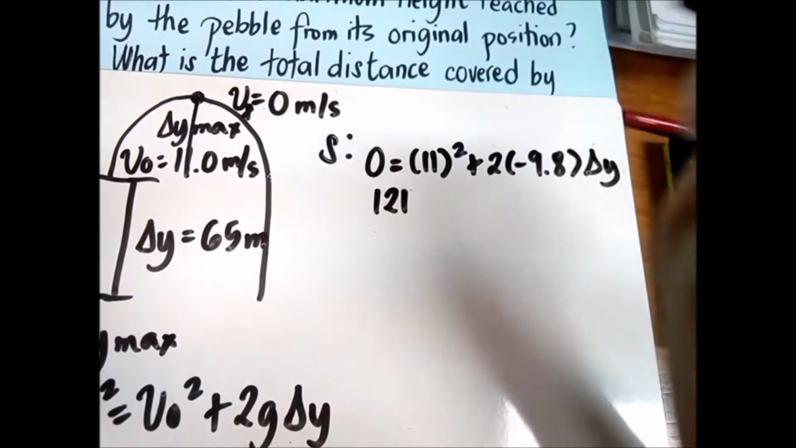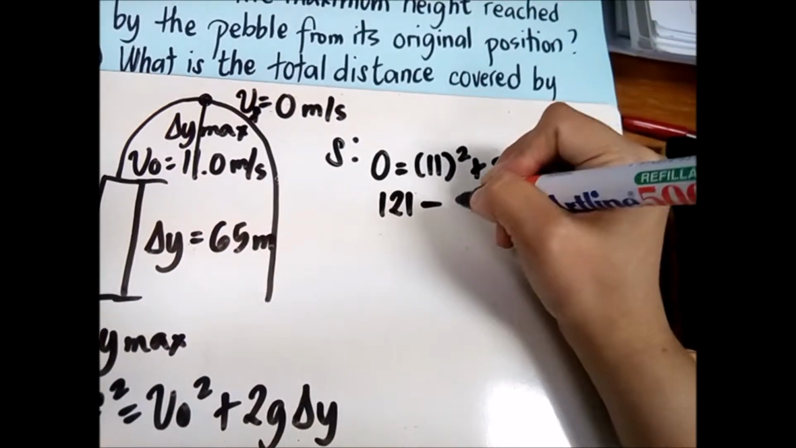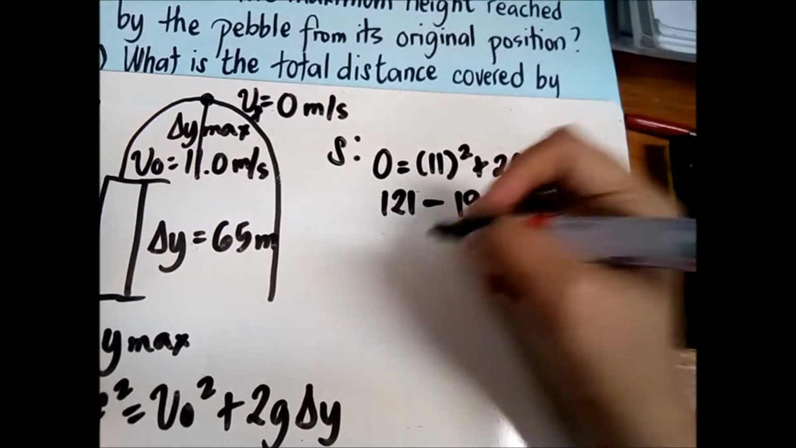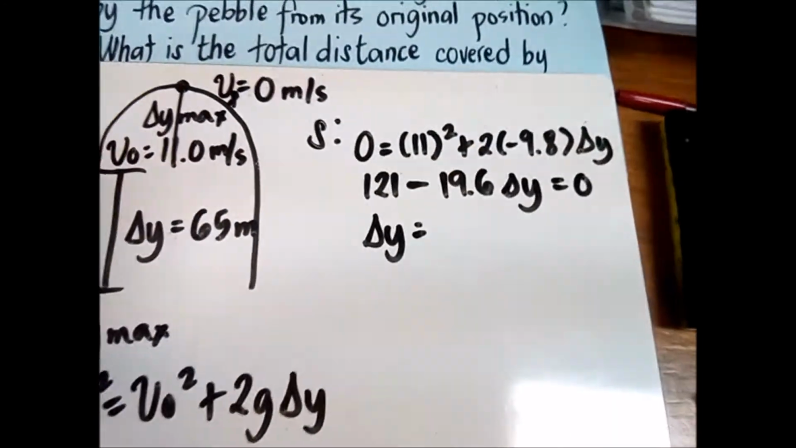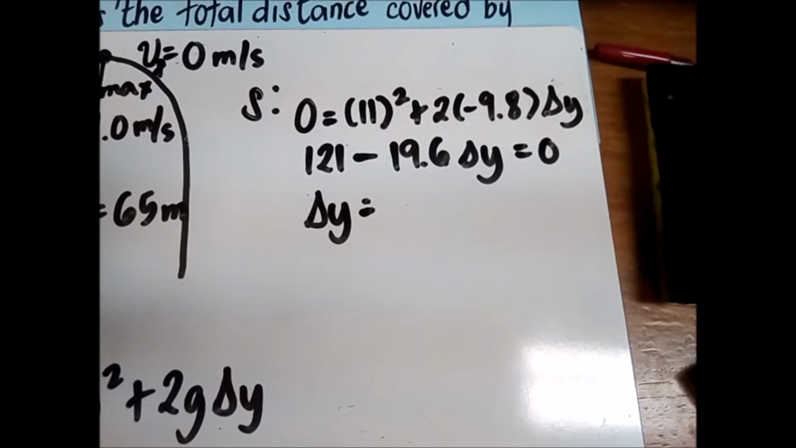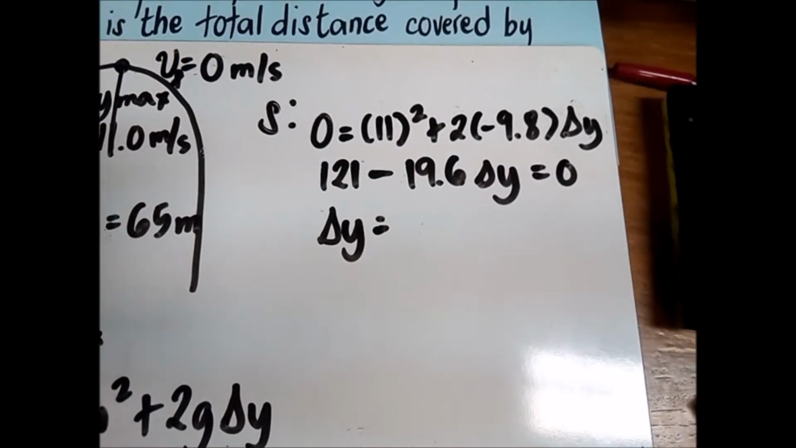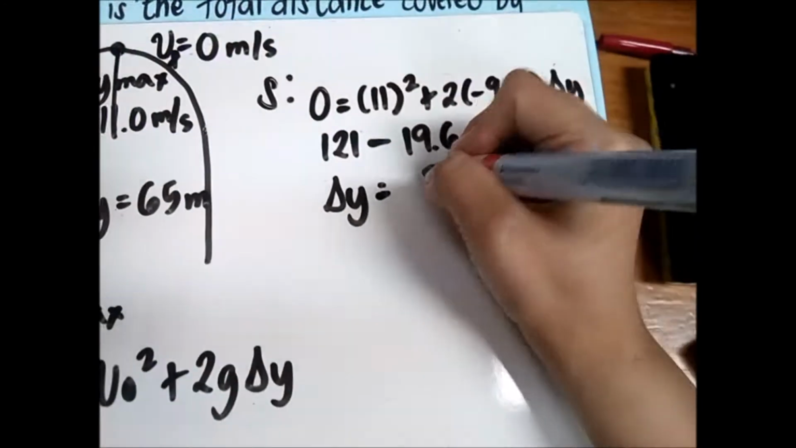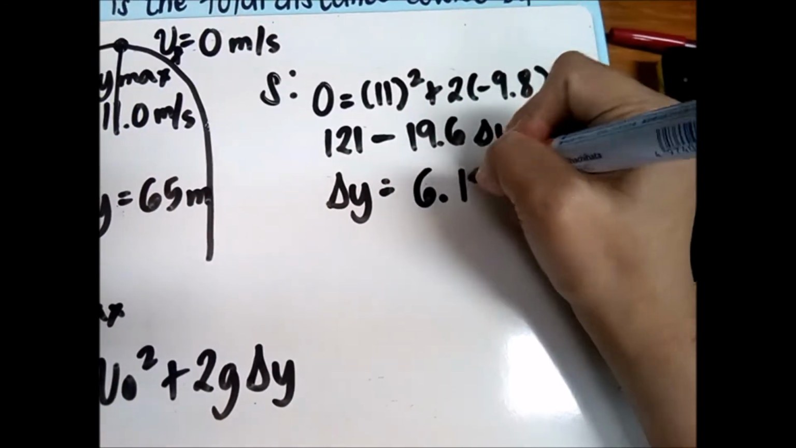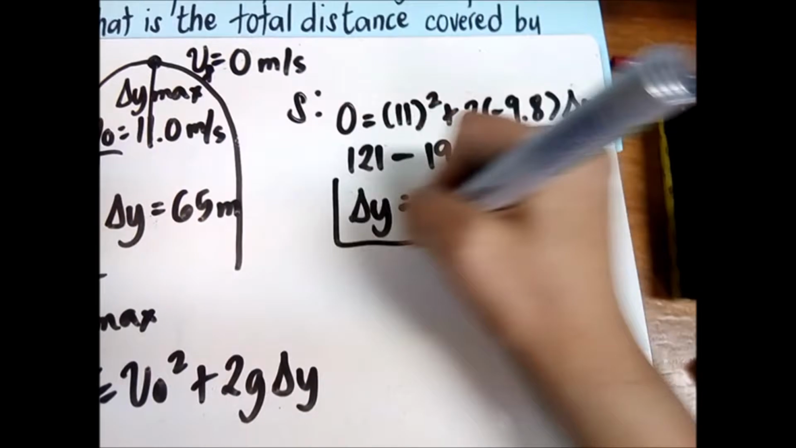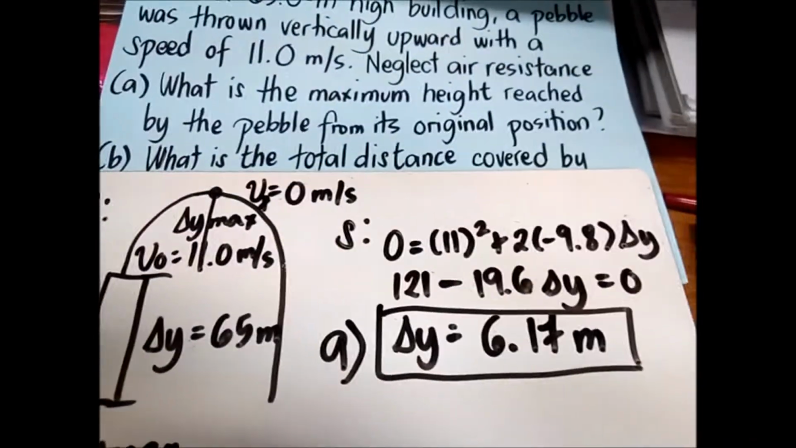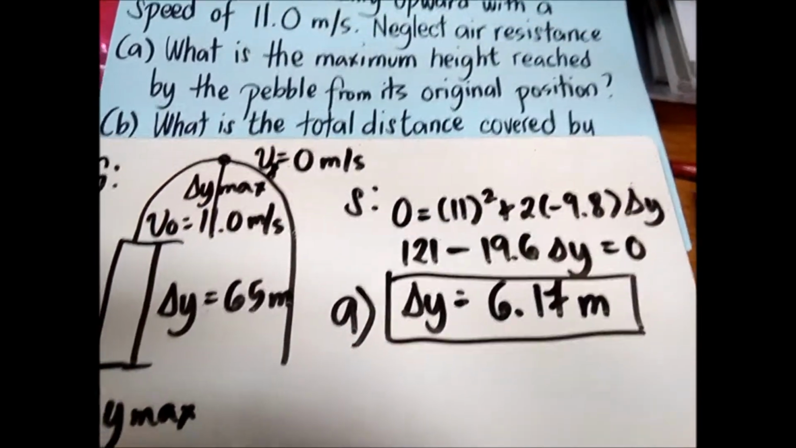So we have 121 minus 19.6 delta y equals 0. So one equation, one unknown, our delta y is equal to 6.17 meters. Okay, so this is our answer for the first question. What is the maximum height reached by the pebble from its original position?